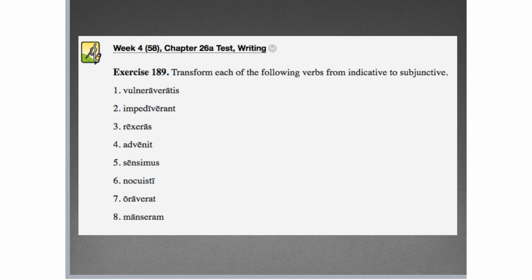So in other words, vulneraveratis, wow, is pluperfect active. So I'm going to make that pluperfect active subjunctive. Vulneravissetis. You're going to do those for the rest.